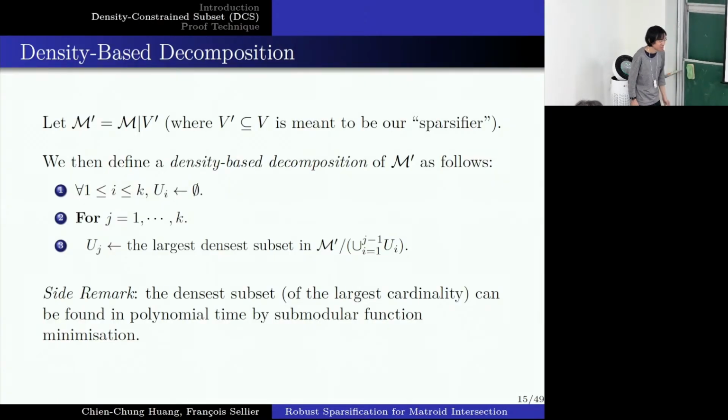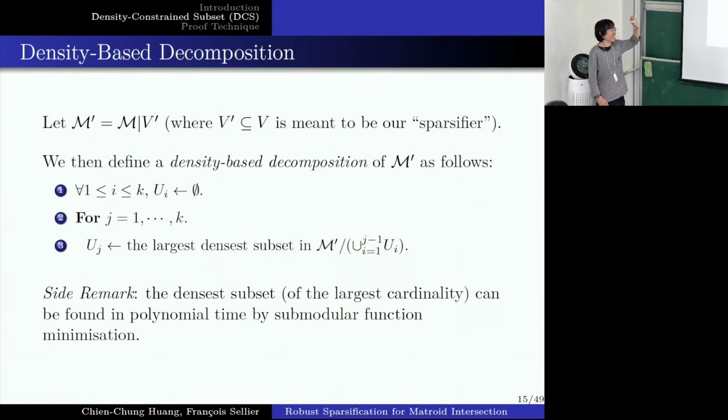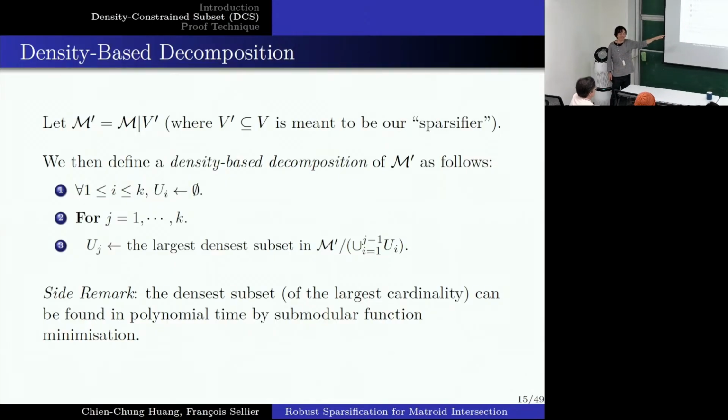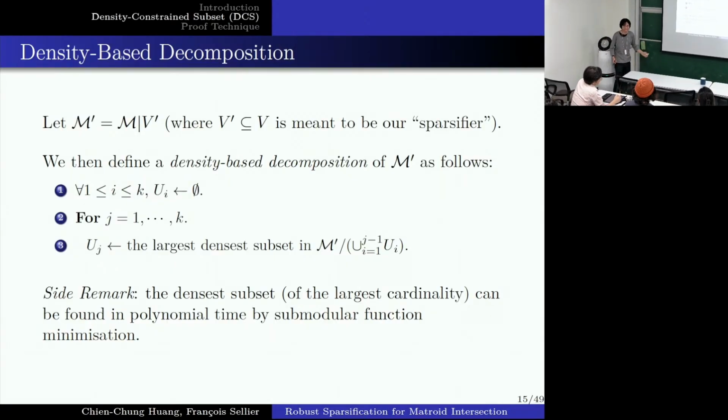I will be honest: when we wrote that paper, we didn't know how to do this. Then a reviewer told us this could be found by some marginal function minimization. At that time, we didn't know.